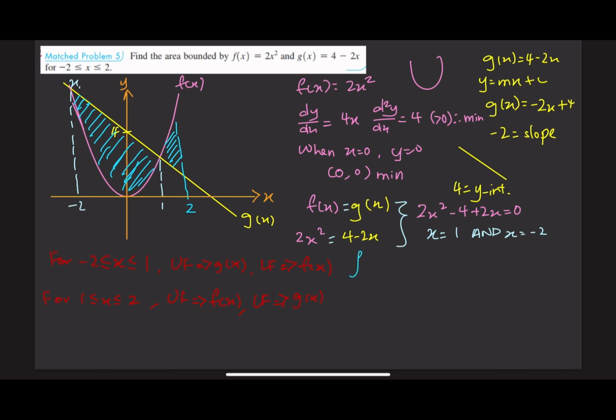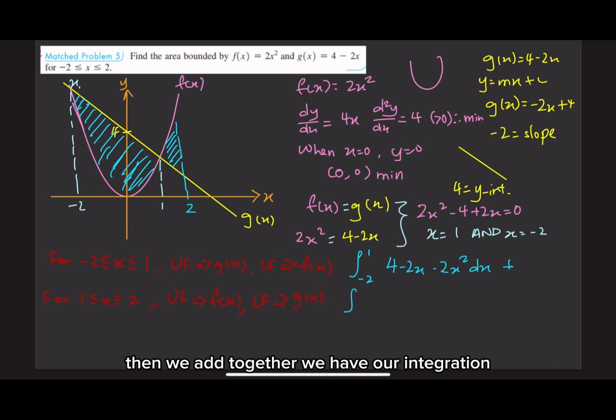Our first integration is going to take place from -2 to 1, right? For this area, for the first part. And we take our upper function minus our lower function. Our upper function is g of x, so 4 minus 2x, minus our lower function, 2x squared, dx. Then we add together our integration of 1 to 2, where the upper function is f of x, 2x squared, minus our lower function, 4 minus 2x, dx.